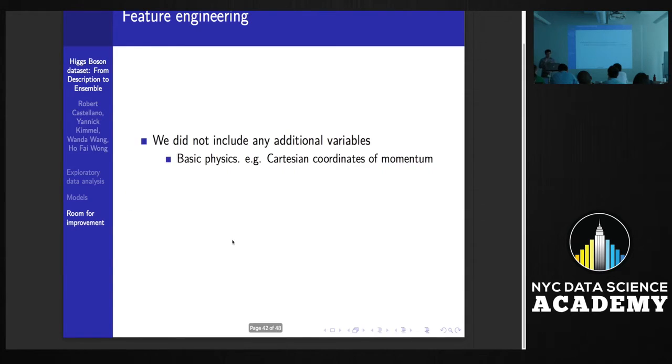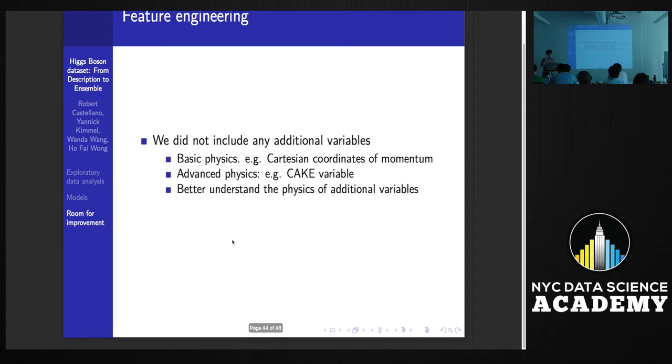So what could we do better? We pretty much didn't do any feature engineering. There were some basic physics things, which some of the groups have talked about. There are all these angles that are correlated, and you can do some rotations with these to make them more meaningful. The Cartesian coordinates of the momentum apparently work better. There are some more advanced variables in the forums. This CAKE variable came up a lot. CAKE was a Kaggle team, and a lot of the winning submissions included this variable.